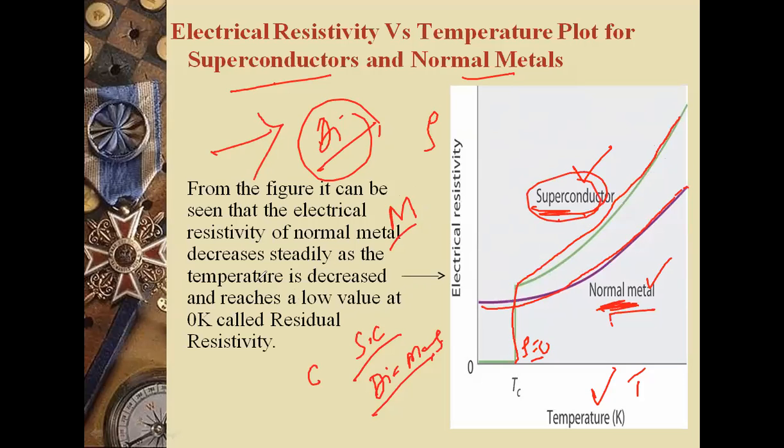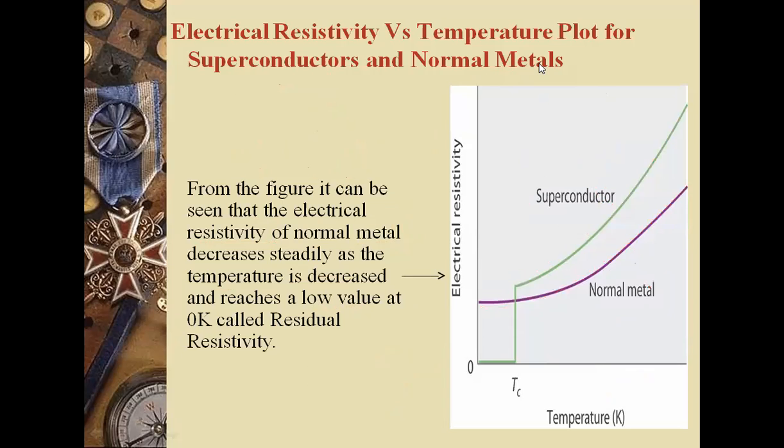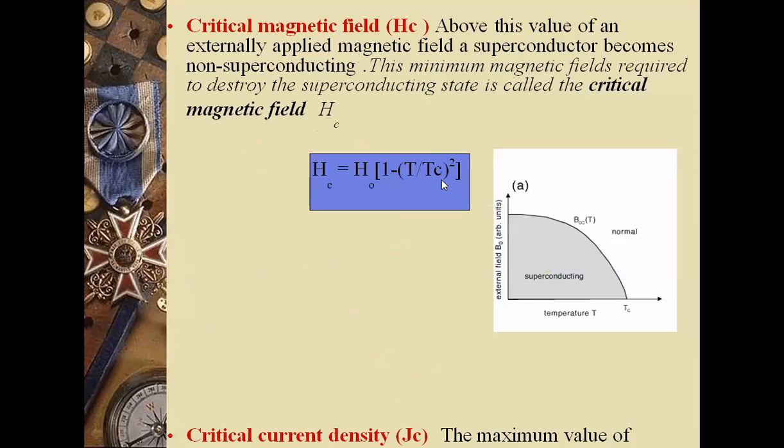And from the figure it can be seen that the electrical resistivity of a normal metal decreases steadily as the temperature decreases. It decreases steadily but reaches a low value at 0K. But the superconductor suddenly becomes 0. That's what you have to remember. And this graph is also very important. The question they will ask, I'll show you how they are asked.